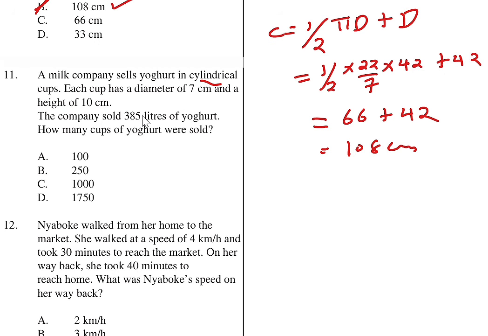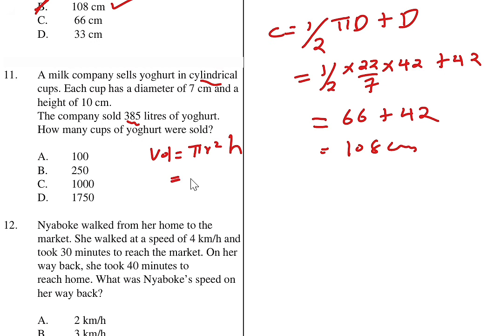The company sold 385 liters of yogurt. How many cups of yogurt were sold? The first step is to get the volume of this cylinder. You know that volume is equal to pi r squared h for a cylinder. We have to get the volume of this cup.